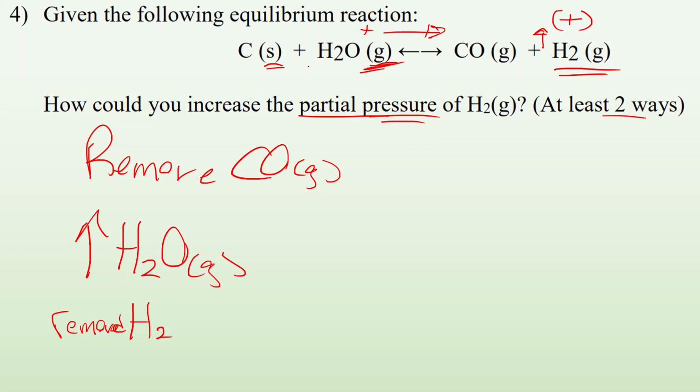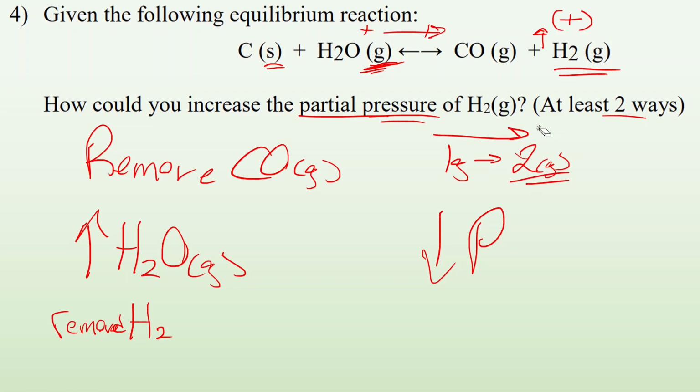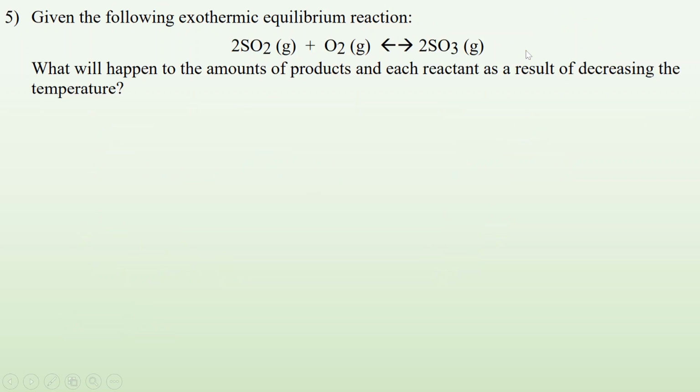Then you could also take a look. Well, there's 1 mole of gas on the left, right? Just the H2O gas, and we got 2 moles of gas on the right. So how can I get that to shift to the right in terms of pressure? We can decrease the pressure. We decrease the pressure, it'll shift towards the side that's got more gas, and we'll make more H2. All right, so those are some ways.